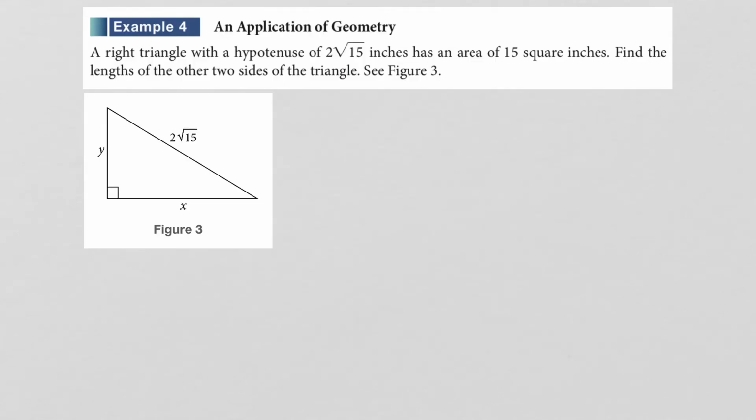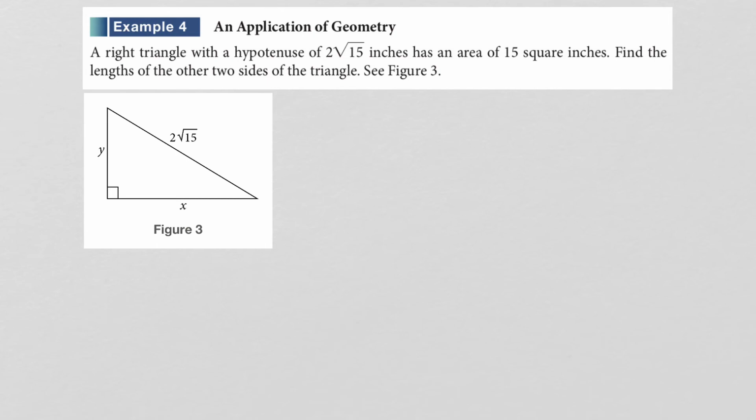For our last example, we are given an application from geometry. It says a right triangle with a hypotenuse of 2 radical 15 inches, right here, has an area of 15 square inches. Find the lengths of the other 2 sides of the triangle.